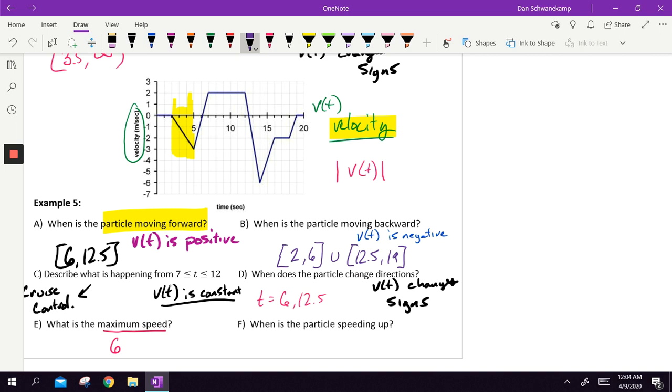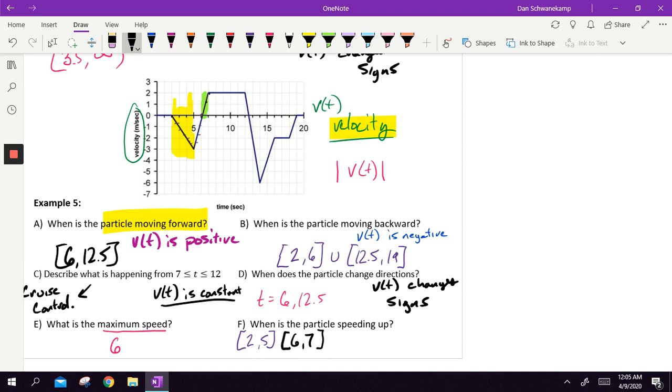From 2 until 5, I'm speeding up because my speed is getting bigger and bigger. It's getting further away from the x-axis. And then from 5 to 6, my speed is getting smaller because I'm going 3, 2, 1, 0. I'm approaching 0. And then from 6 until 7, I'm speeding up again, because my speed goes from 0 to 1 to 2.